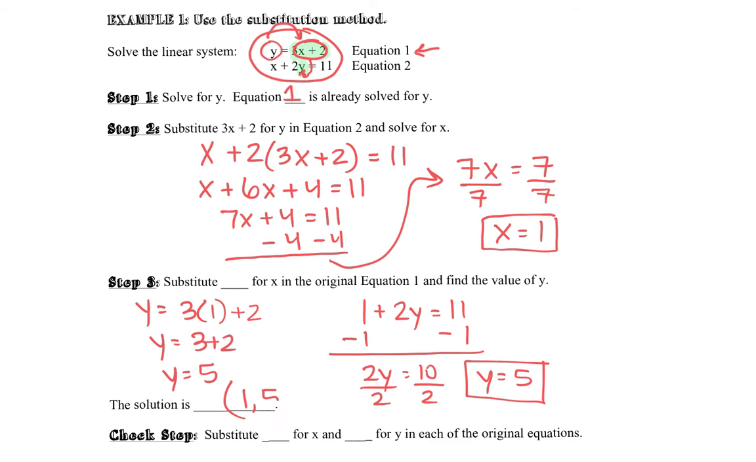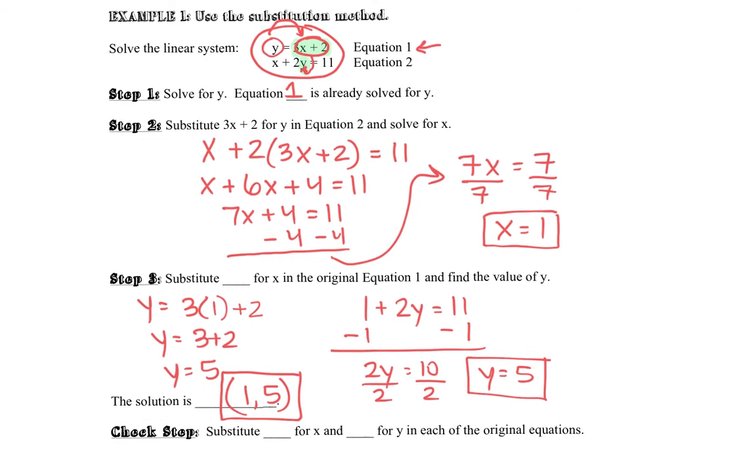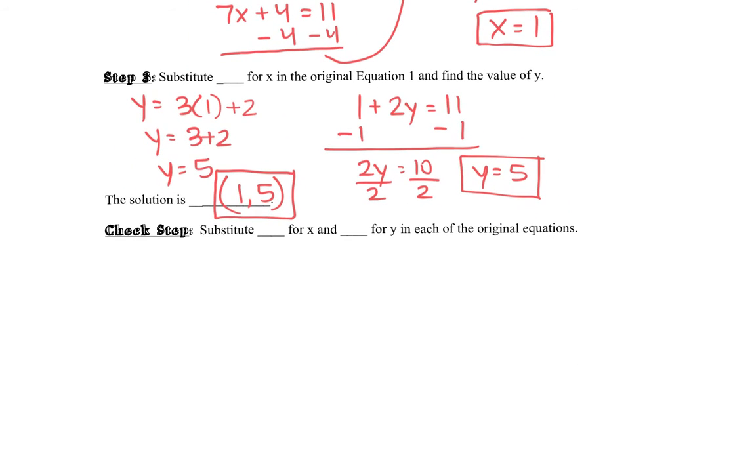The solution is 1, 5. That is the ordered pair that is a solution to both equations. Now, I'm not going to require that you always do check steps, but on the first couple here, I want you to see why this solution works. And I always encourage you that even if you just do it in your head or really quickly, it's always good to check that you have found the right solution.